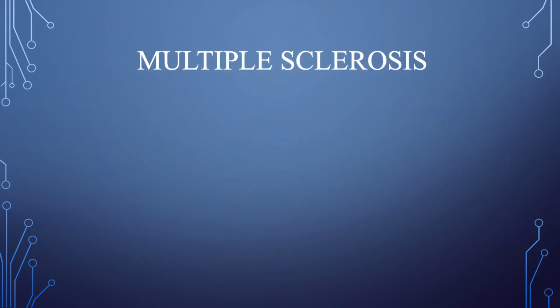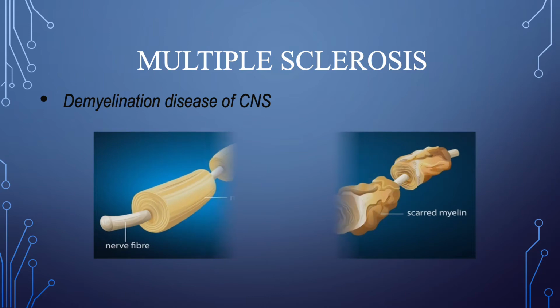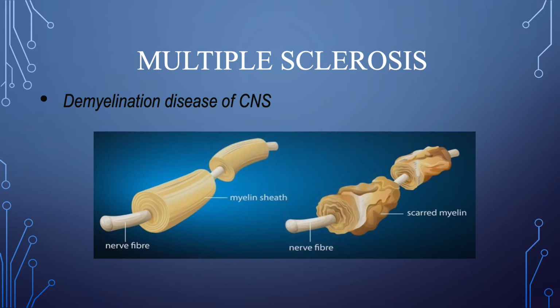In the case of multiple sclerosis, an individual's own immune system attacks the myelin, causing demyelination throughout the central nervous system.